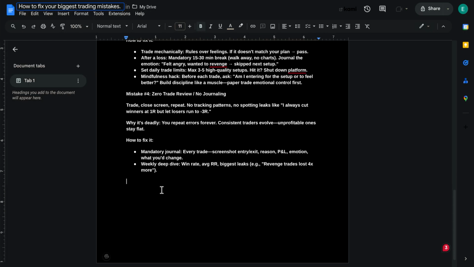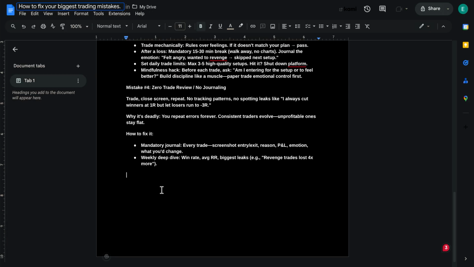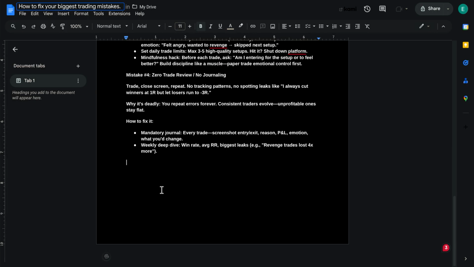And how to fix it? You must journal every trade. You can screenshot your entry and exit, write down your reason, how much you won, and what you felt like. And every week you can look back, see what your win rate was, what your average risk to reward was, and look at how your mentality was over the week.